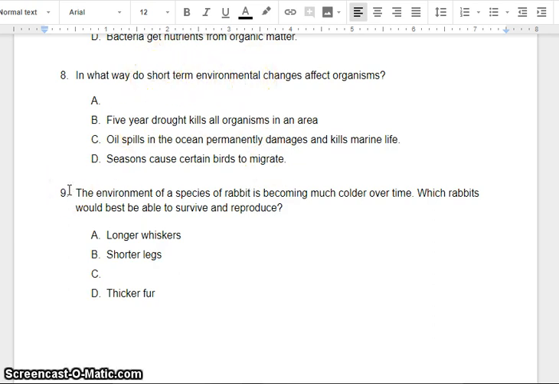Number 9. The environment of a species of rabbit is becoming much colder over time. Which rabbits would best be able to survive and reproduce? A. Rabbits with longer whiskers. B. Rabbits with shorter legs. Or D. Rabbits with thicker fur.